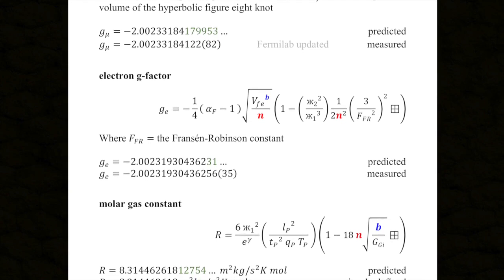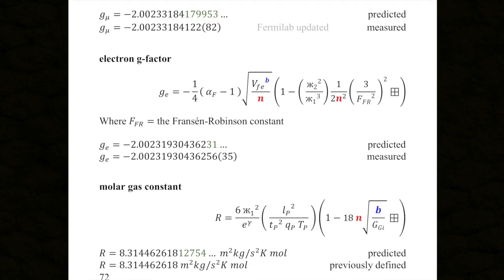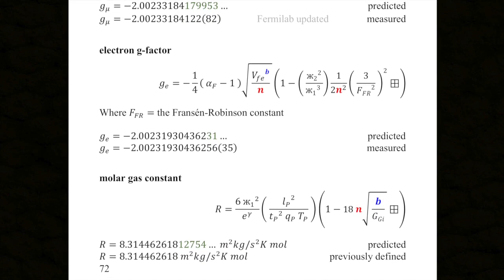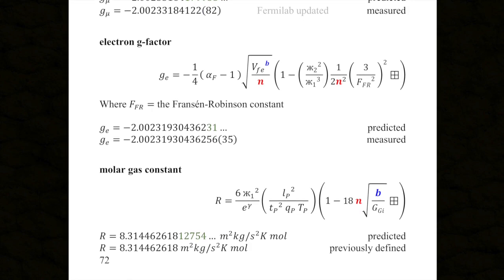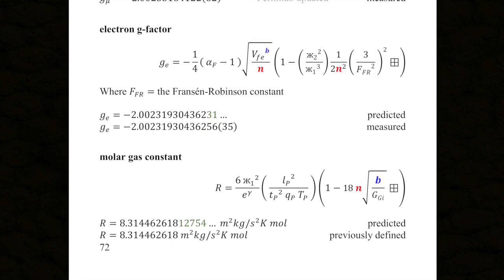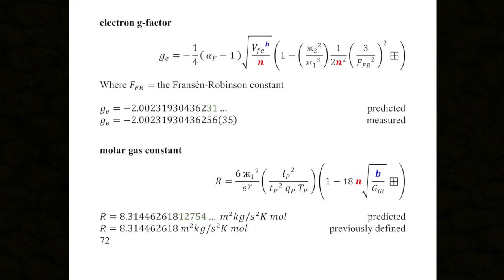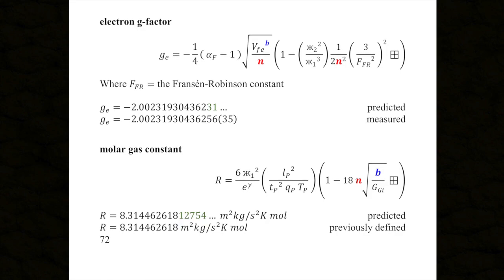The molar gas constant has the same primary action as Avogadro's constant, and its terminal action is 18n times the square root of b over GGI, Gieseking's constant for the minimal 3-manifold. Recall that 18 is the number of derangements for balance 2 in the minimal geometric universe.